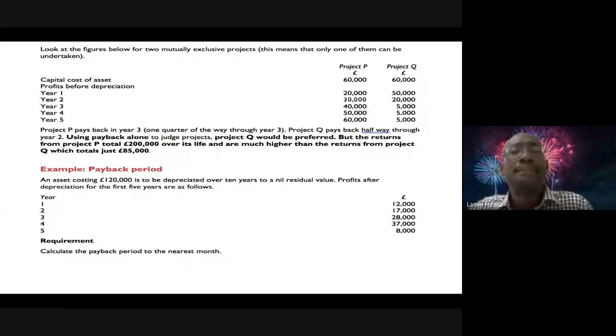I think the methods that are a bit complicated in investment appraisal are the DCF techniques, the discounted cash flow techniques. So it says, look at the figure below for mutually exclusive projects. This means that only one of them can be undertaken. Project P, Project Q. The cost of the asset is 60,000 for each of them. The profits before depreciation.